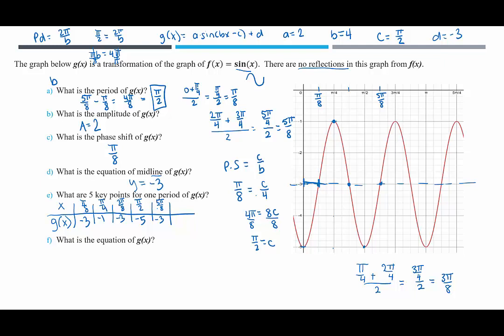Lastly, we're just going to write this equation. So I'm just going to plug in what I already have written up here. And we are going to say the equation of g of x is g of x equals 2 times sine of 4x minus pi over 2. Be careful with that, right? Because the c is the only one that's like the opposite of what we see because it's being subtracted, and then -3. And there we have it.